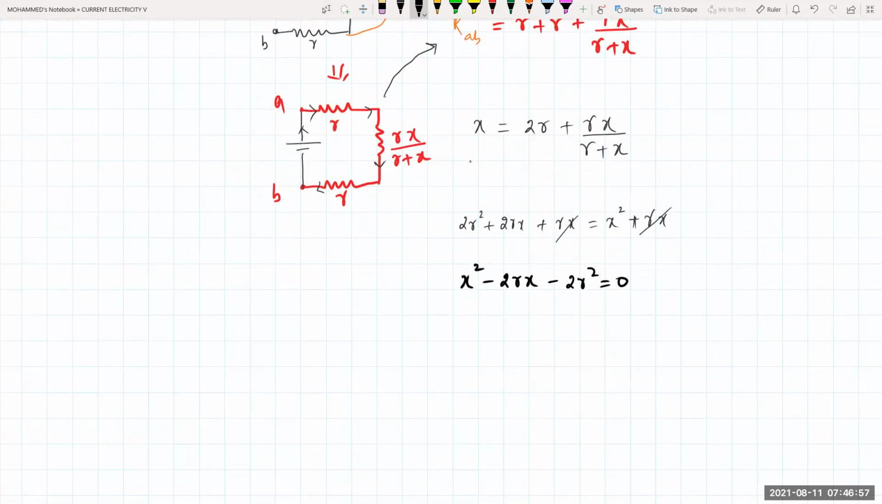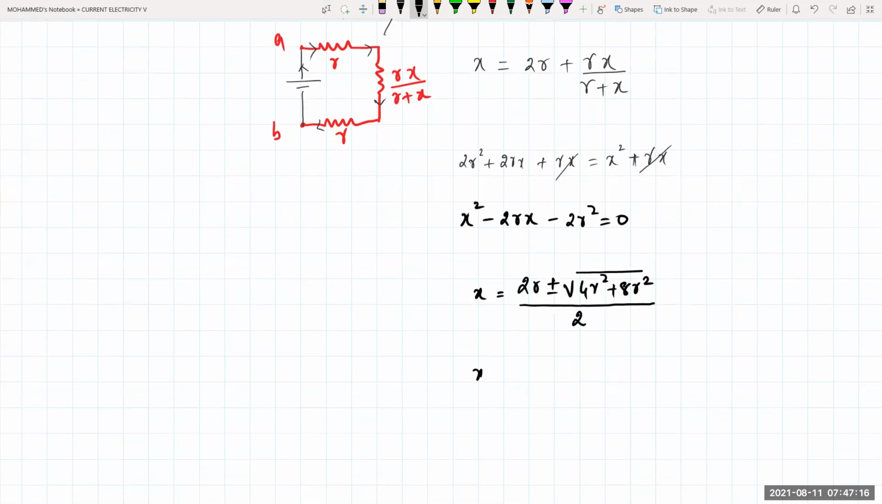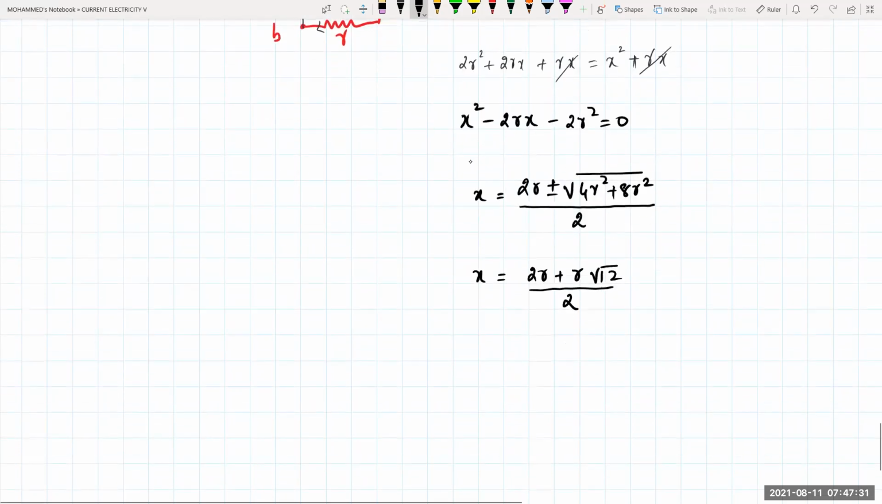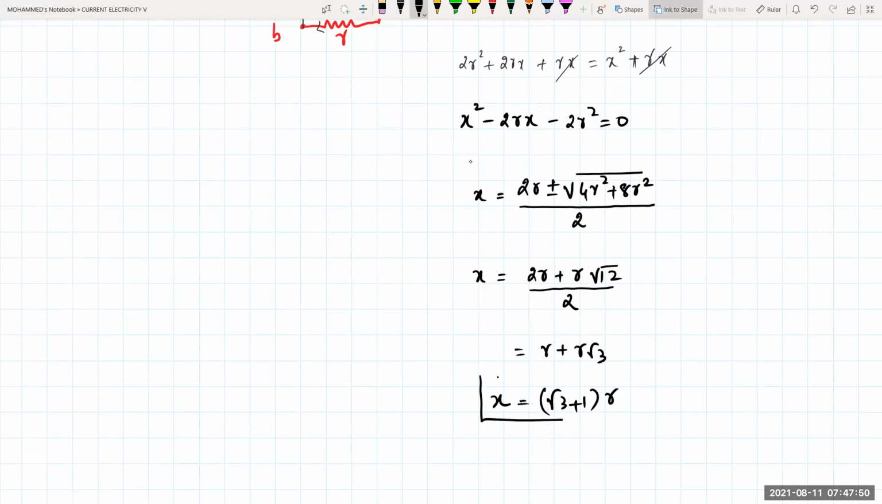So this is becoming a quadratic equation. X is equal to 2R plus or minus under root of 4 R square plus 8 R square, divided by 2. So X equals 2R plus root of R square into 12, divided by 2. The 2 gets cancelled: R plus root 12 is 2 root 3, so it is R into root 3. This becomes root 3 plus 1 into R. So this is the value of X, this is the answer.